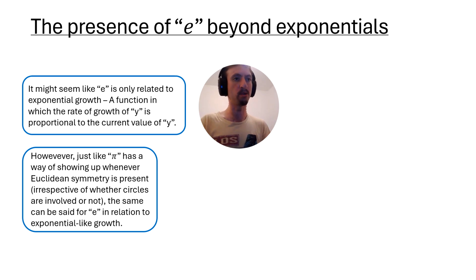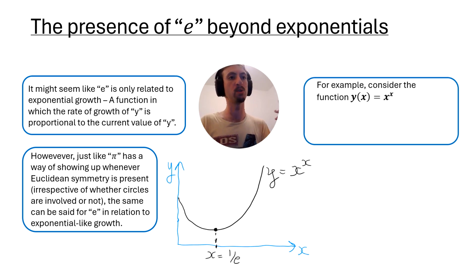So as an example of this, let's consider the function y equals x to the x. So this is not an exponential function. It's not an exponential function, you could say, because it doesn't have the form of y equals a to the x where a is a constant, but also the derivative of y with respect to x is not proportional to y. So this is not an exponential curve. However, e still plays a fundamental role here.